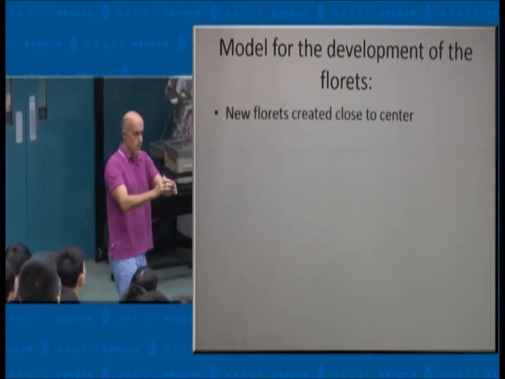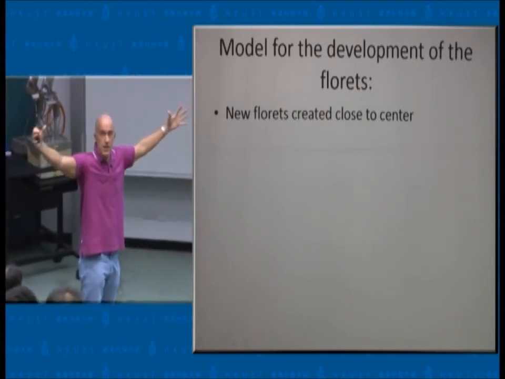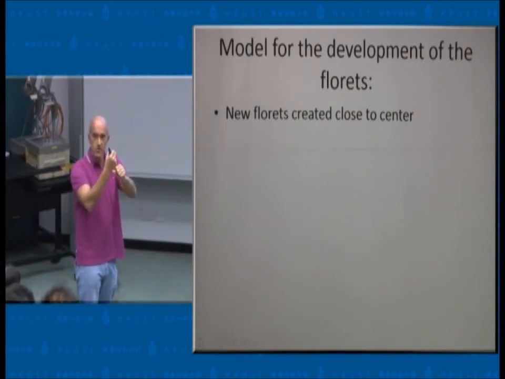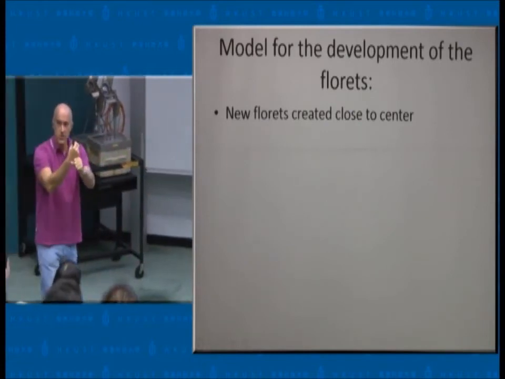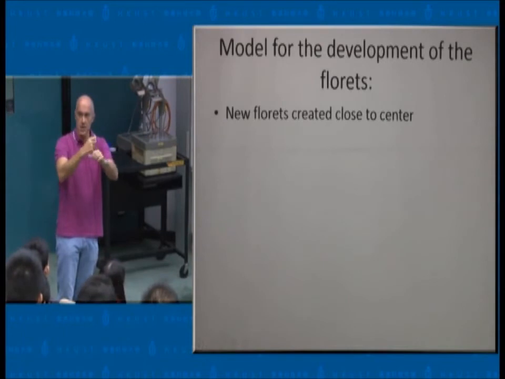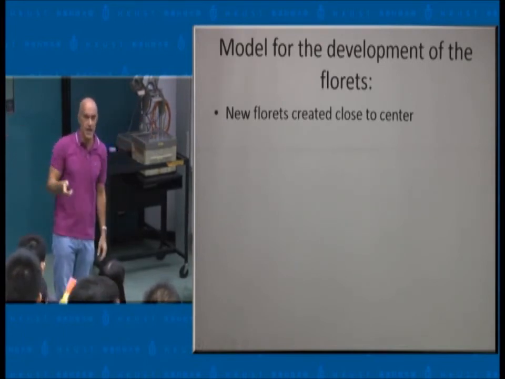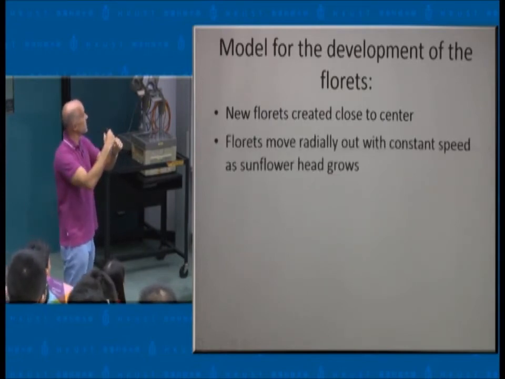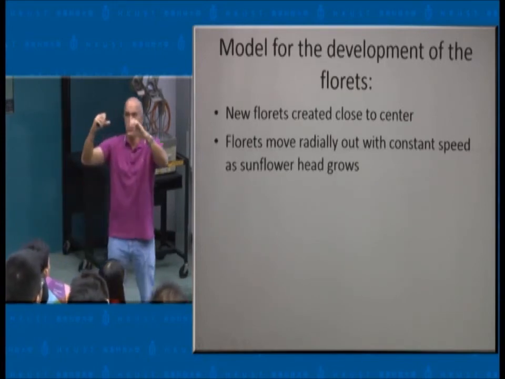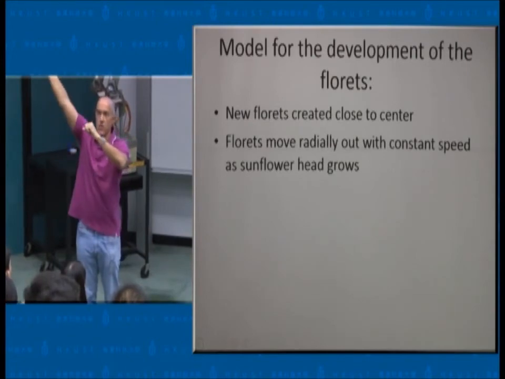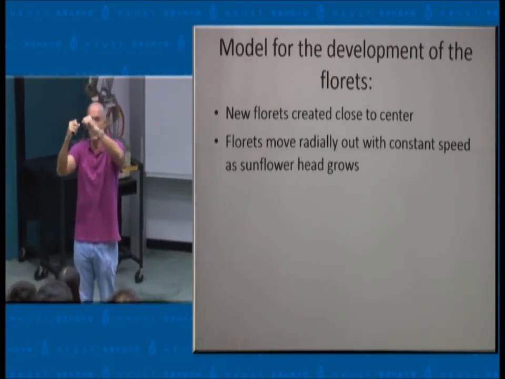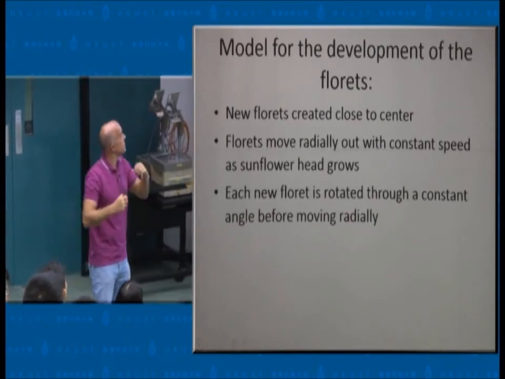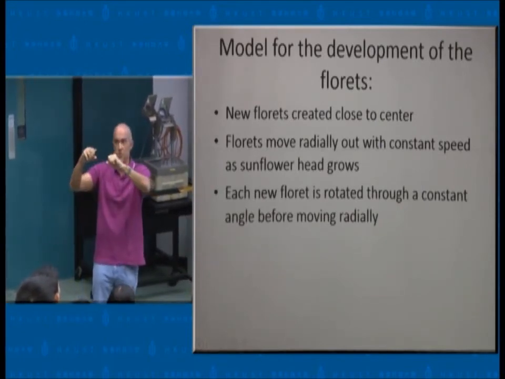So we assume the sunflower head starts small and is growing. The florets, the ones we were counting in the spirals, are constantly being created at the center, and then moving out as the sunflower head grows. When a floret is created at the center, we assume that it will move out radially in the sunflower. Furthermore, each new floret is rotated through a constant angle before moving radially.